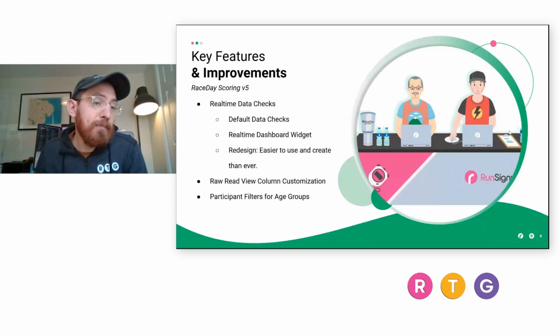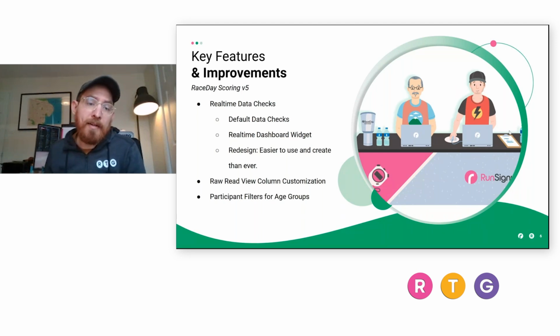So moving on to some more features, the big thing for V5 was this architecture lift, but we did actually add some cool new features recently that I did want to talk about. Number one is real-time data checks. So one of our big priorities in 2025 is talking more about real-time. What does that mean to timers? How does it help you? How does it make your event days better and easier to manage?